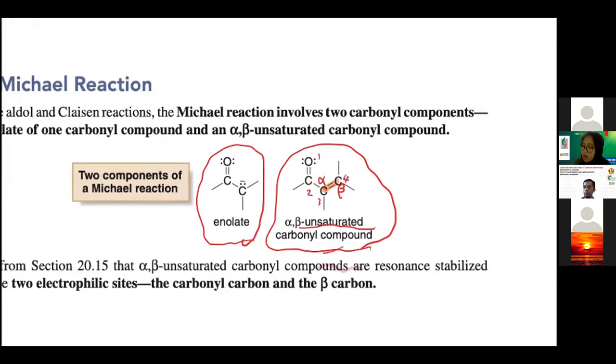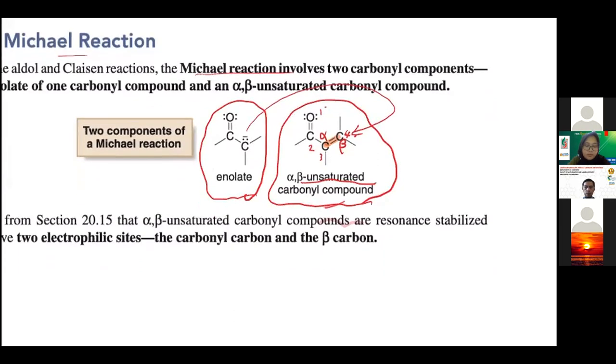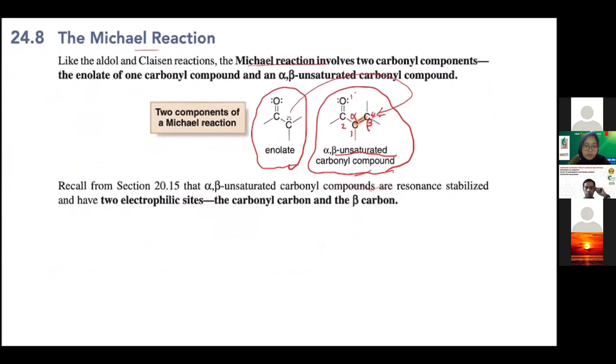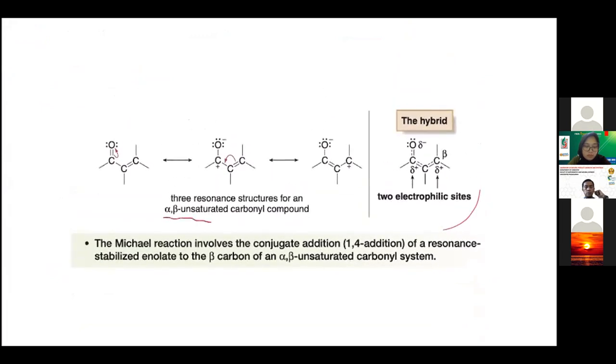So the Michael reaction occurs at carbon 4 and carbon 1. It is the 1,4 addition, where the beta position attacks the enolate here. There are two electrophilic sites, and the beta carbon is one of them. Next, this is also a resonance of the alpha, beta unsaturated compound.